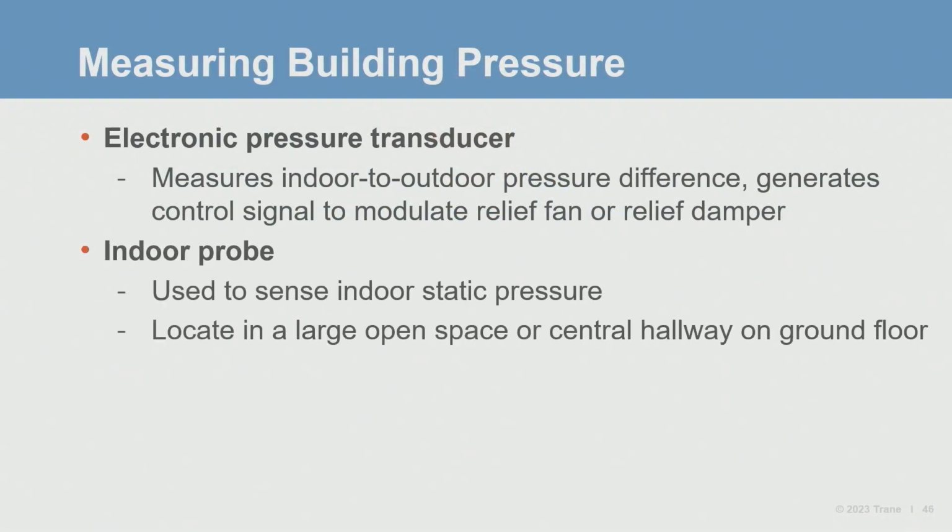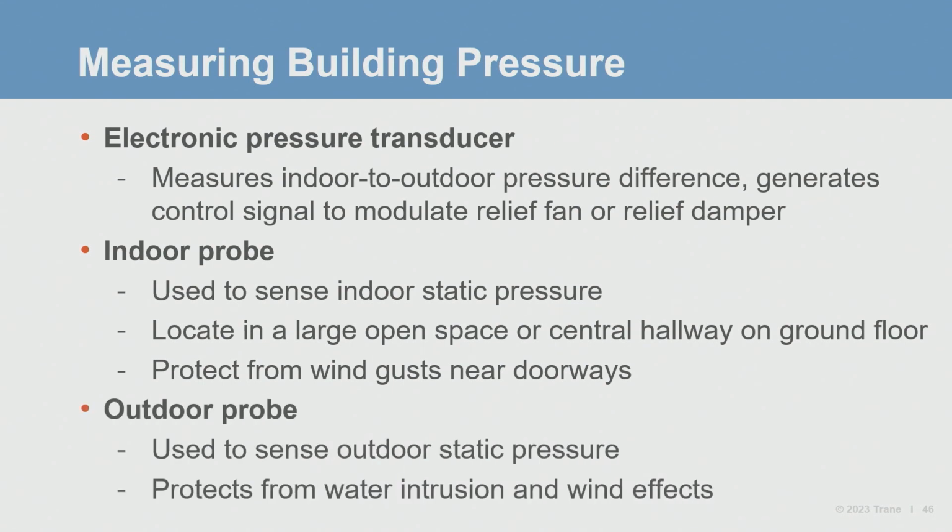Now, the indoor tube is typically routed to a location on the ground floor of the building because the effects of over or under pressurization are usually most noticeable at the exterior doors. A large open space or a central hallway is usually a good location. You want to avoid any location where it might be affected by wind gusts, so not too close to an exterior doorway. As I mentioned, the other tube needs to be routed to the outdoors.